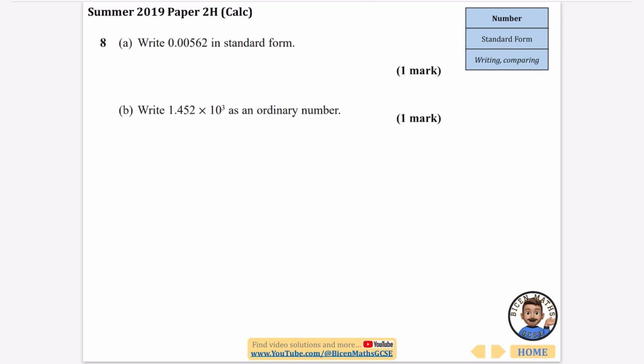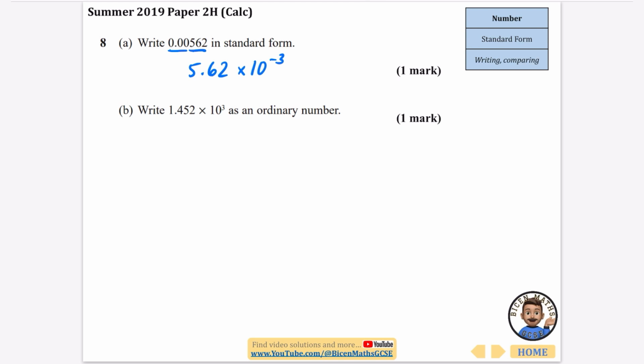Notice this is a calculator one, so we can use a calculator if we have to, but these are pretty straightforward. Now we're going to write this in standard form. Remember, the first number is going to have to be in between 1 and 10. So we're going to do it as our 5.62. And actually, there's a bit of a shortcut here. Because it's the small numbers, you can actually just count how many zeros there are, and it is times 10 to the power of minus 3. Now, you can't do that with big numbers.